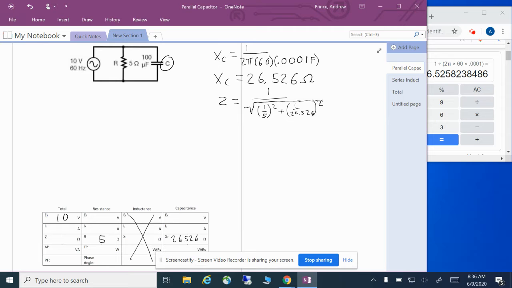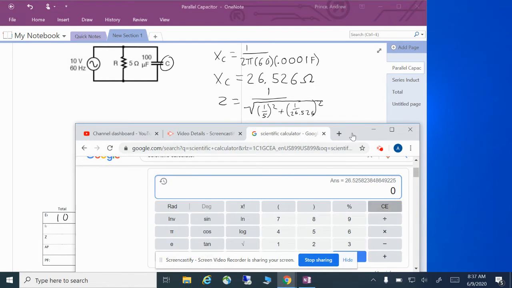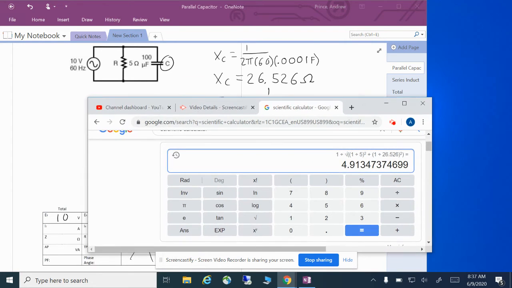And I'm going to show you how to put that in on the scientific calculator over here. All right, so we have 1 divided by the square root of 1 divided by 5 squared plus 1 divided by 26.526 squared, and then we're going to find the square root of that, and 1 divided by that total. So our total we get here is 4.913.